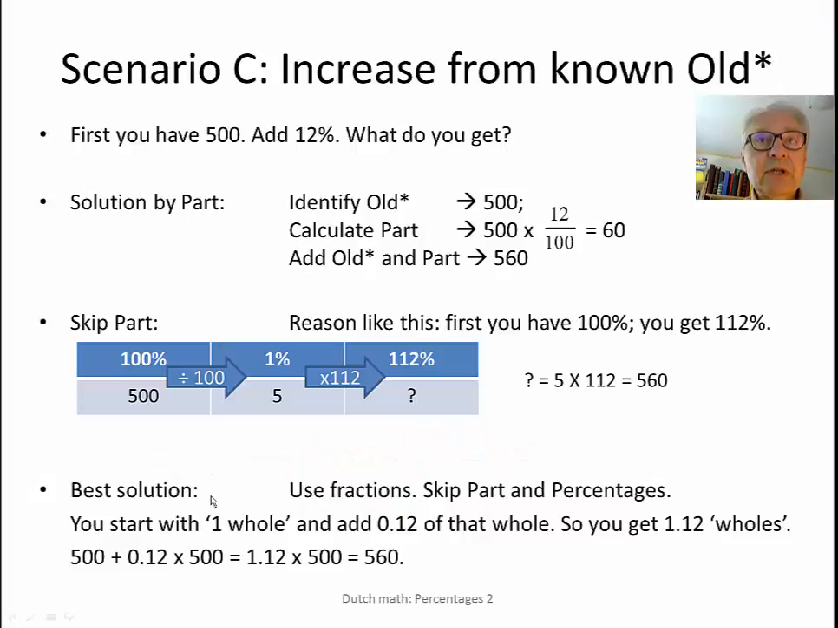The best solution is to use fractions. Here we skip the part and the percentages. So you start with one whole and you add 0.12 to it, which results in 1.12 times the whole. And here you've got the solution.